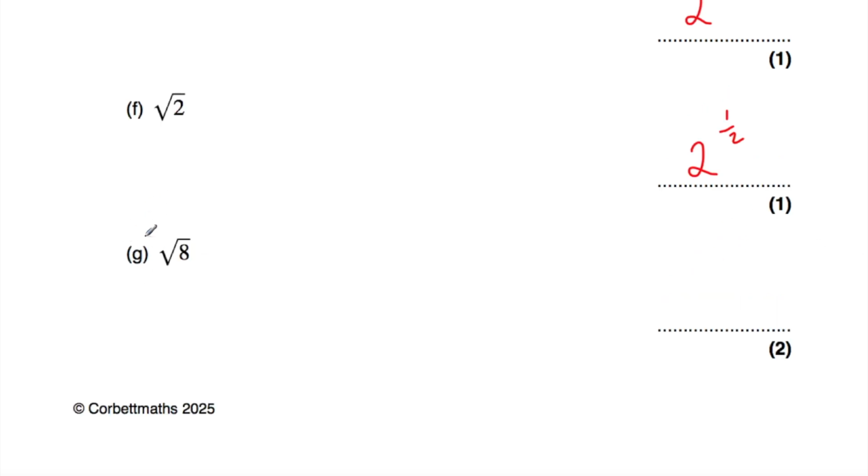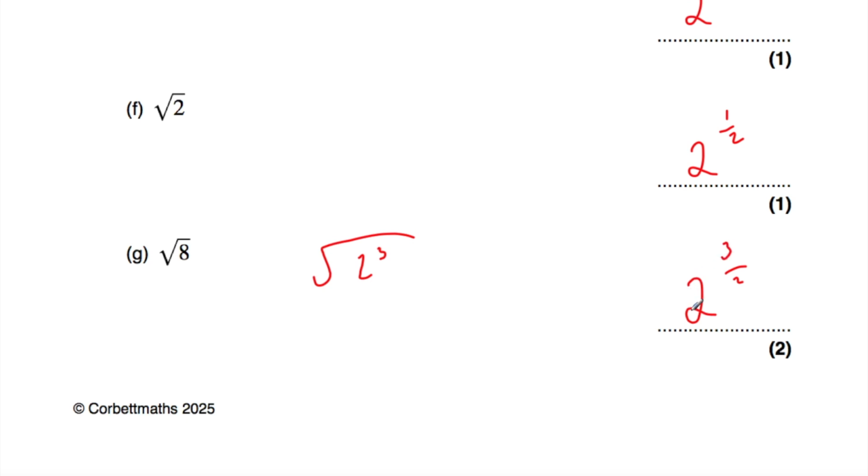Okay, our next one, G. So this time we've got the square root of 8. Now remember, 8 is equal to 2 cubed, so I'm going to write this as the square root of 2 cubed. So here we've got the square root, so that means that in terms of the power, the denominator of the fraction would be 2 because we're doing the square root. And we've got a cubed, so that means that we're going to have a 3 on the numerator.